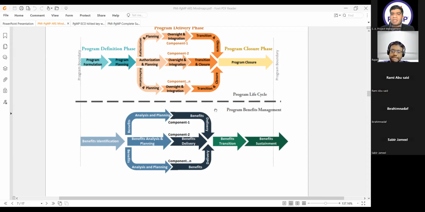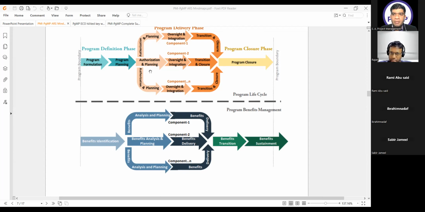Okay, one other topic is the business case of a new program. For example, if I am talking about my own program, in that case, the business case was made in the program formulation phase. Okay. If I talk to you about the business case, Rajan, if I ask you at which phase of your program will you make the business case of component one? At which phase of your program will you make the business case of component one of your program?